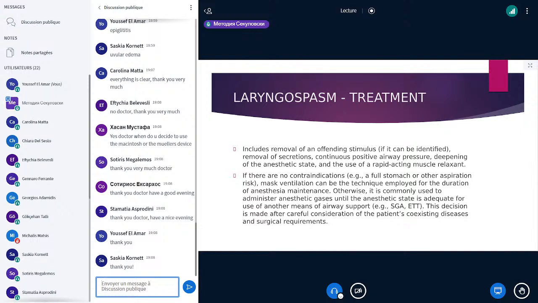Maybe if you like I will make one lecture about anesthesia in the child, and the differences, because in the child we have a lot of differences between child and adults. In the adult patient we work with the Macintosh. With the Mueller we work only in small patients, so sorry, in children and infants.